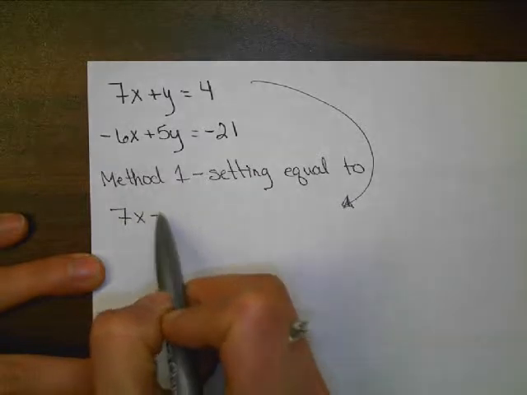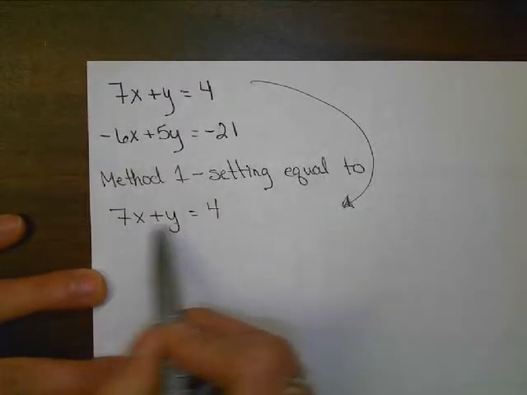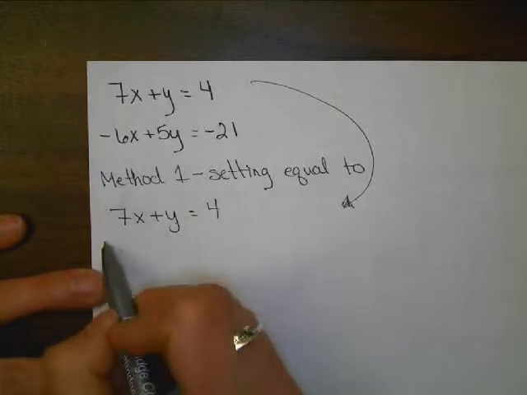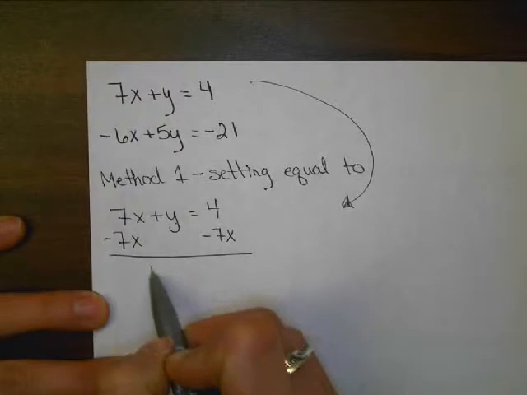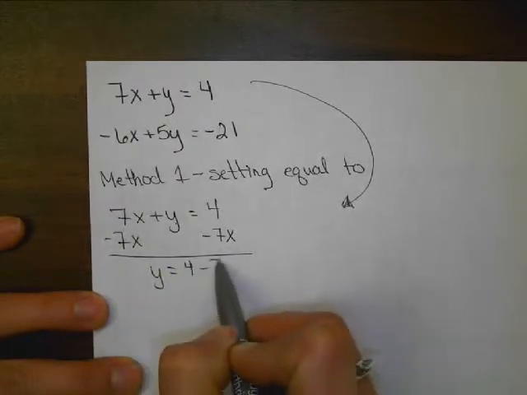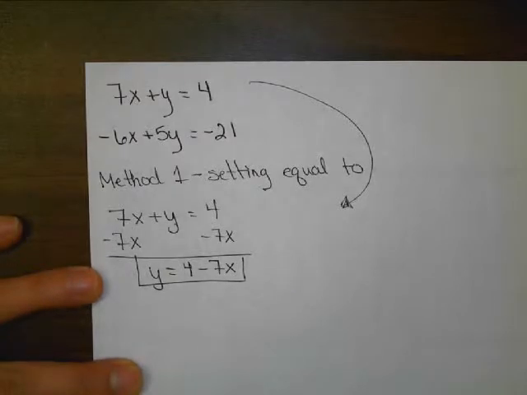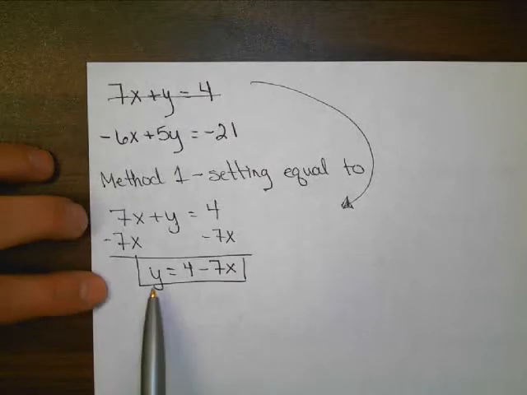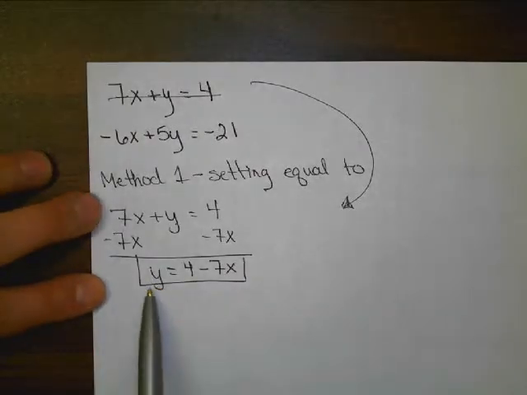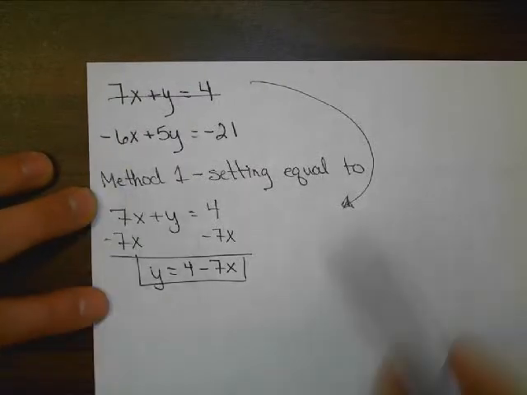If I have 7x plus y equals 4, then to get the y by itself, I need to subtract this 7x. So I subtract it over to the other side, and now I have y equals 4 minus 7x. So that's the equation I'm going to use. I can cross this one out now because I'm not going to use that, and I'm going to focus on this one. I have y by itself here, but if I set it equal to, I have to make sure I get this y by itself.